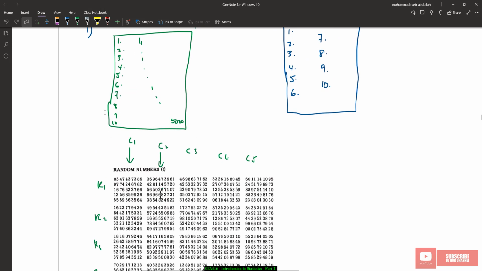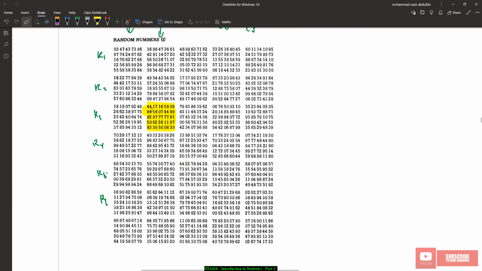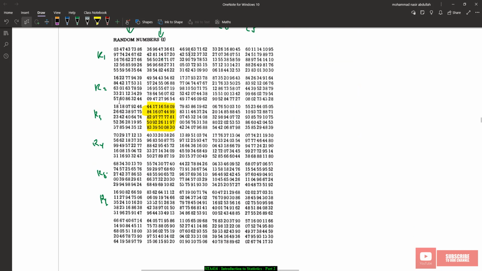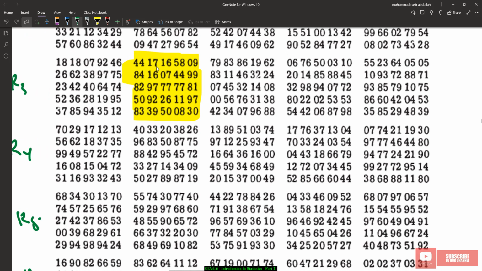The first step is we choose randomly which block to start. Let's say we select this block and start with it. Looking at the sampling frame, the maximum number is 5,000, which consists of 4 digits: 5, 0, 0, 0. So to use the random number table, we are going to take 4 digits. These 4 digits are the first random number.